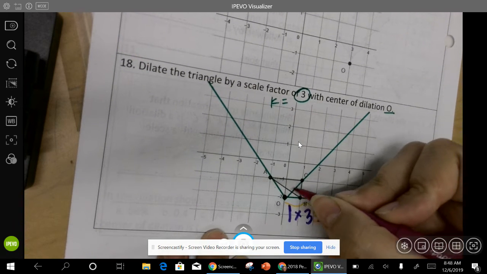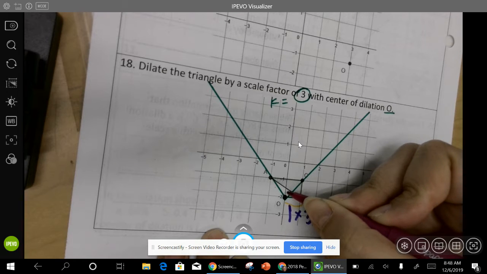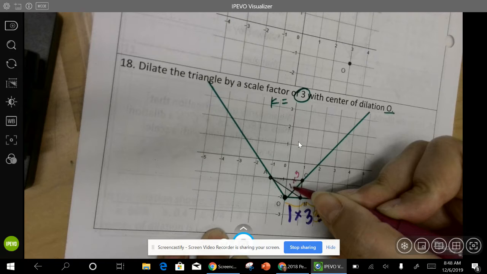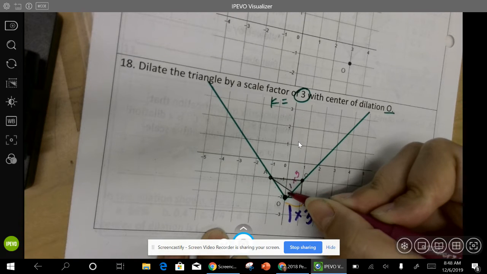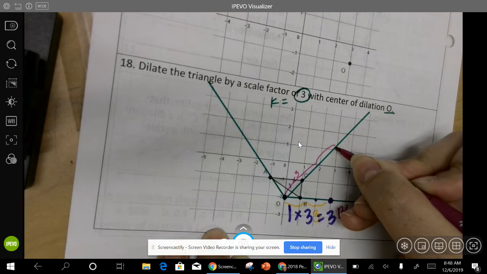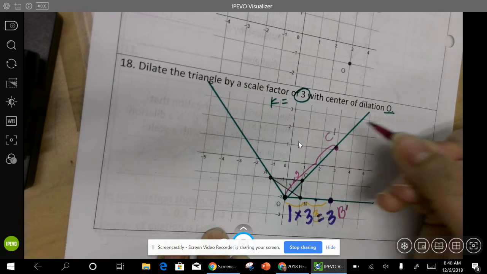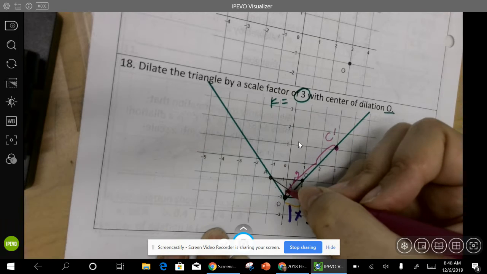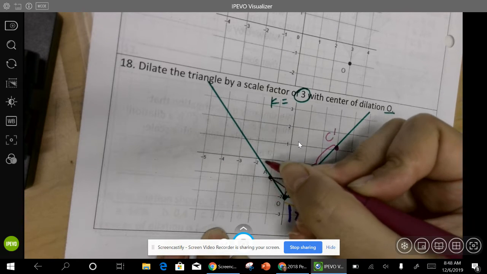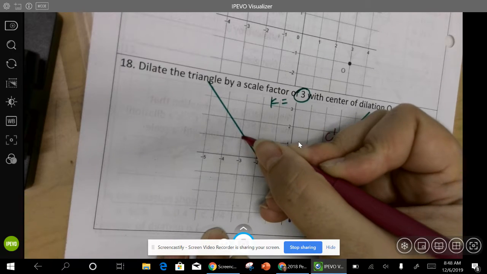The same with C. I look here, this is 1, so 1 times 3 is going to be 1, 2, 3. So it's going to be right here. So my C prime is right here. The same with A. This is 1, so now it's going to be 1, 2, 3.